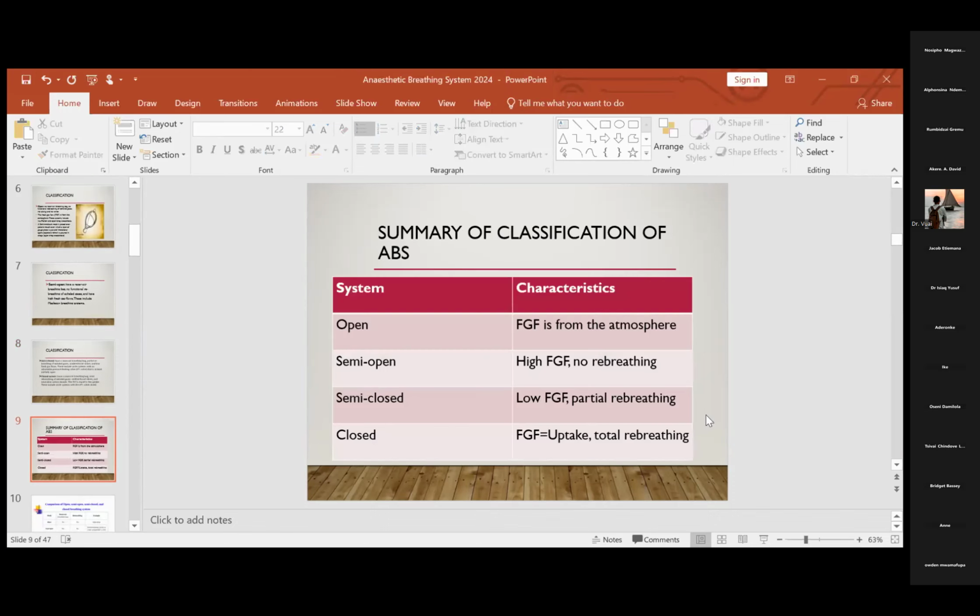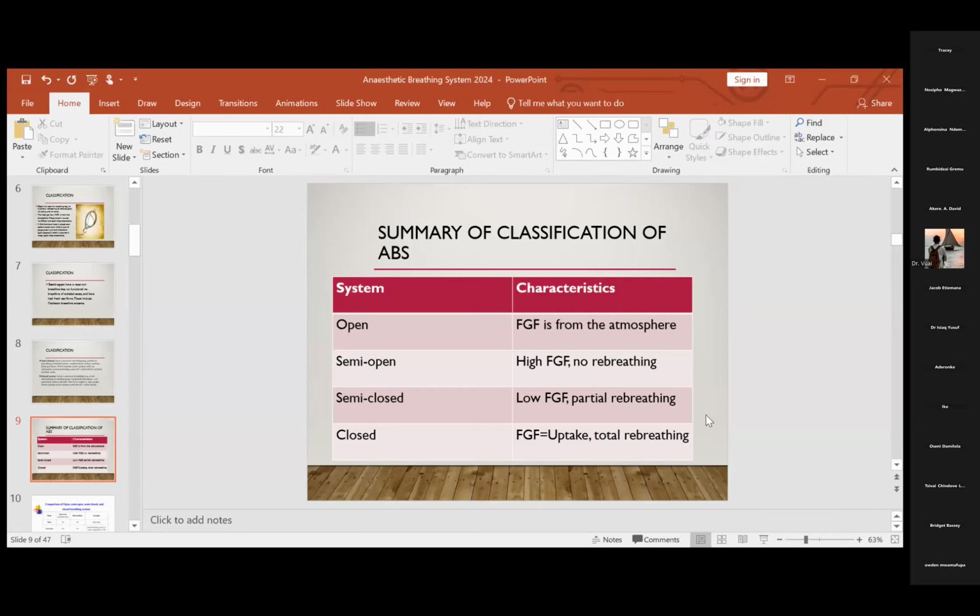All right, so this is just a summary of the classification I mentioned before. The open system, just like the insufflation and the open drop anesthesia, on the basis of fresh gas flow, the fresh gas flow is from the atmosphere. In semi-open, there is high fresh gas flow, but there's no rebreathing of expired gases. In semi-closed, we have low fresh gas flow, there's partial rebreathing, and in the closed system, the fresh gas flow is equal to the uptake of the gases by the patient, and there's total rebreathing.